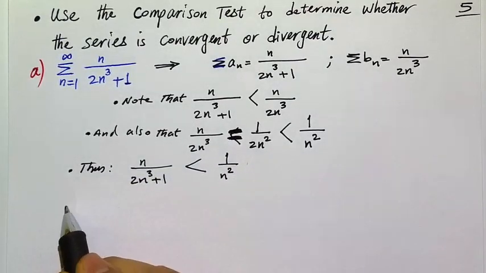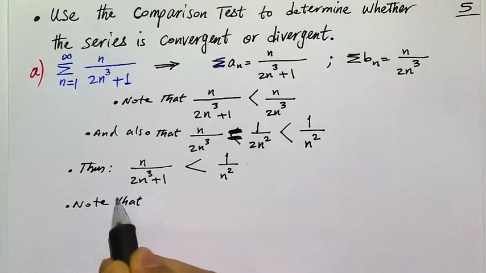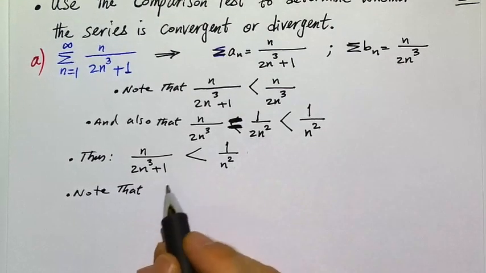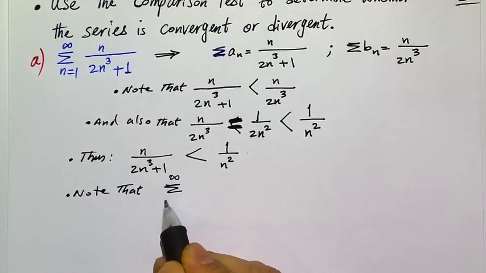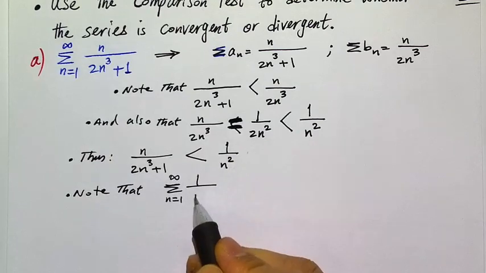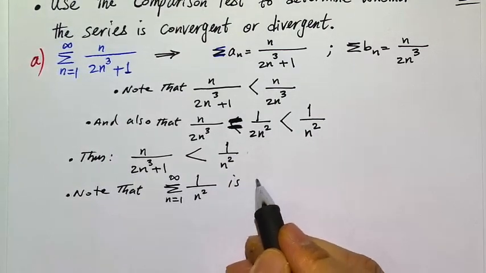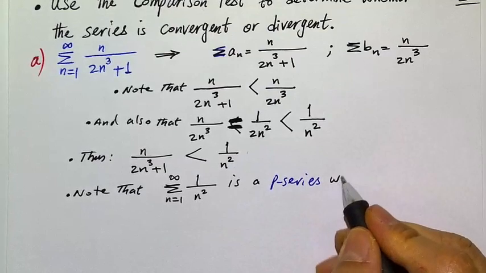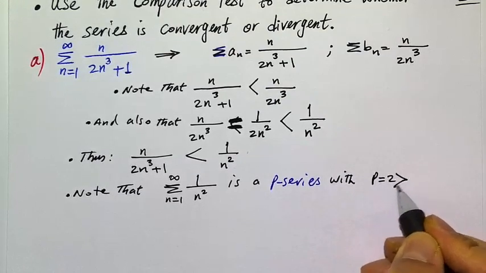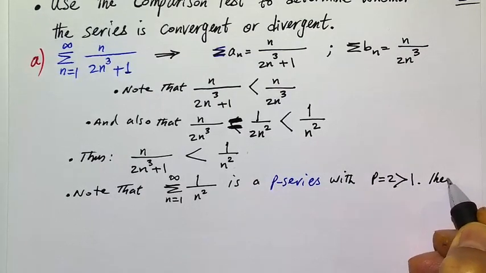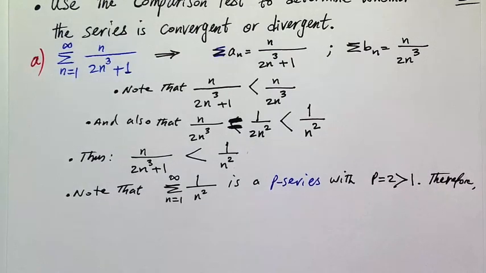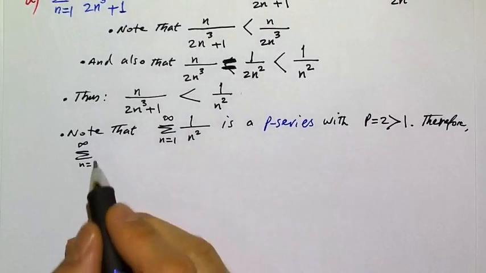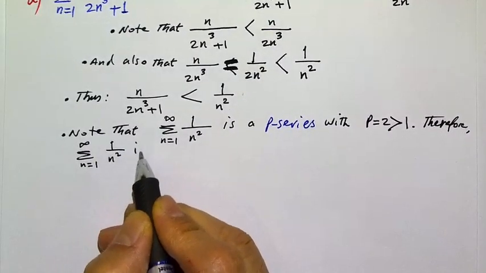So note that this series, I'm putting this in a series, is a p-series with p equaling 2, which is greater than 1. Therefore, the p-series is convergent.